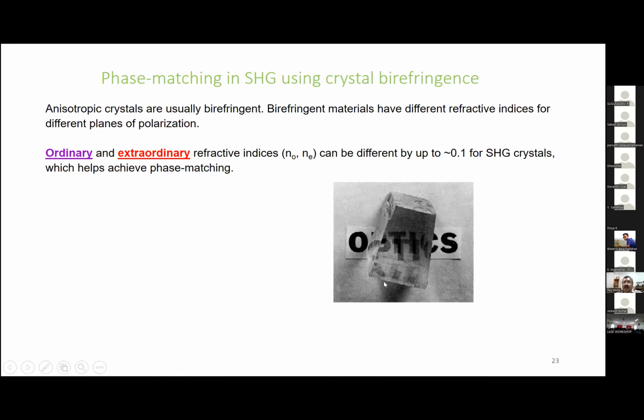So if you look here, you can see that this is a birefringent crystal, and the light rays are coming from the word optics down there, which is written on a piece of paper. There are two rays coming because there are two refractive indices. And that's the reason why we can see two images here. So this is what we call birefringence. There are ordinary and extraordinary refractive indices, which can be different by up to 0.1 for SHG crystals. And this is actually sufficient for achieving phase matching.